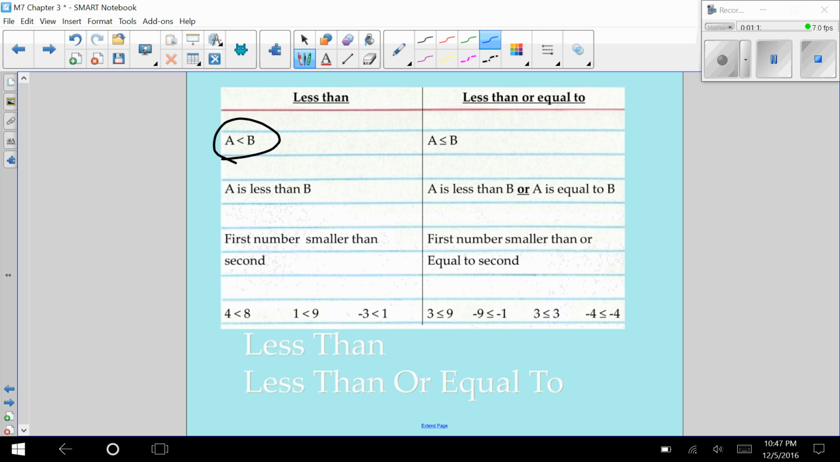For less than or equal to, here's how we write our symbol. A is less than or equal to B means A is less than B or A is equal to B. The first number is smaller than or equal to the second. Our examples, 3 is less than or equal to 9. Negative 9 is less than or equal to negative 1. 3 is less than or equal to 3. And negative 4 is less than or equal to negative 4.